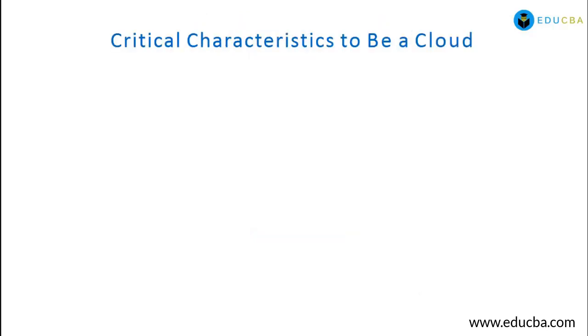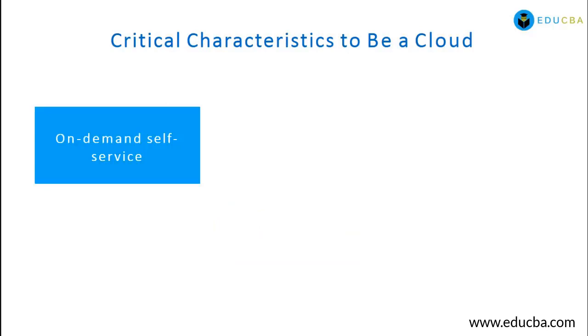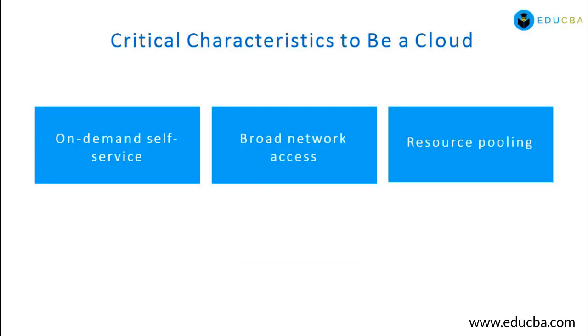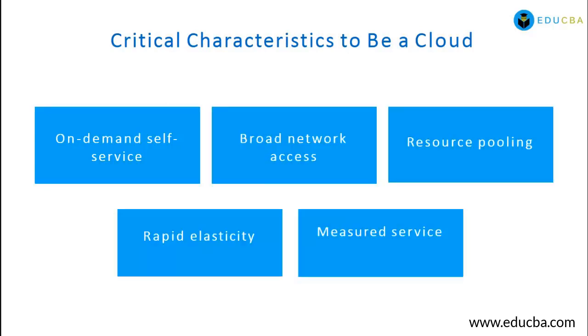So again, let's review these 5 characteristics: on-demand self-service, broad network access, resource pooling, rapid elasticity, and measured services. Hopefully now you're aware of all these 5 terms.